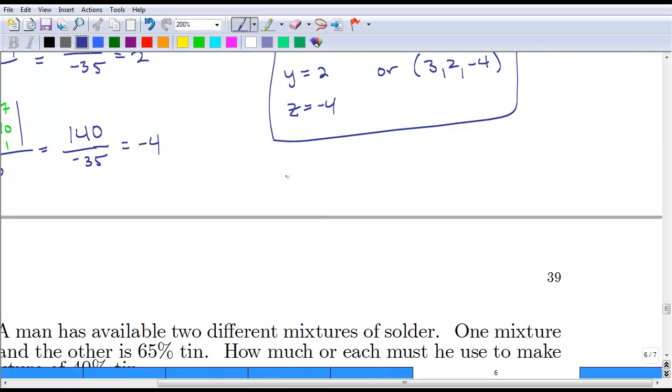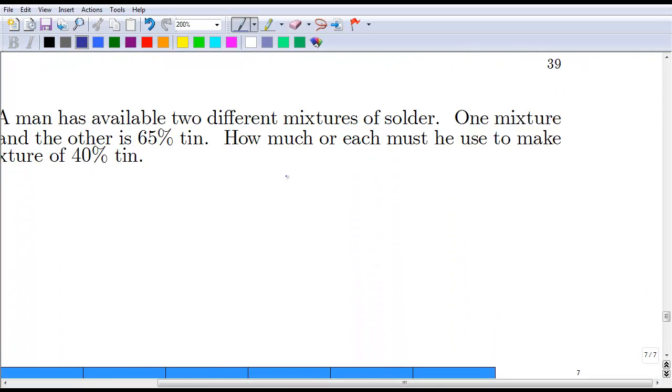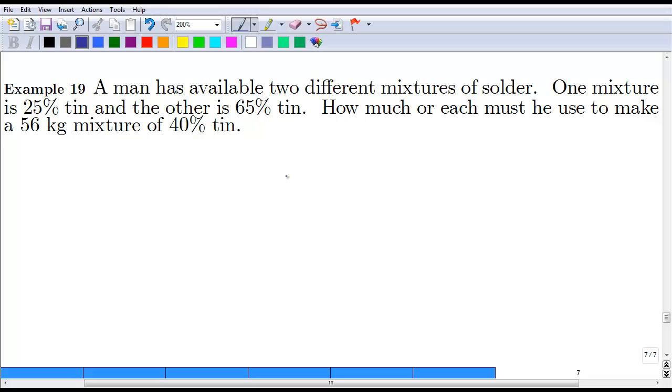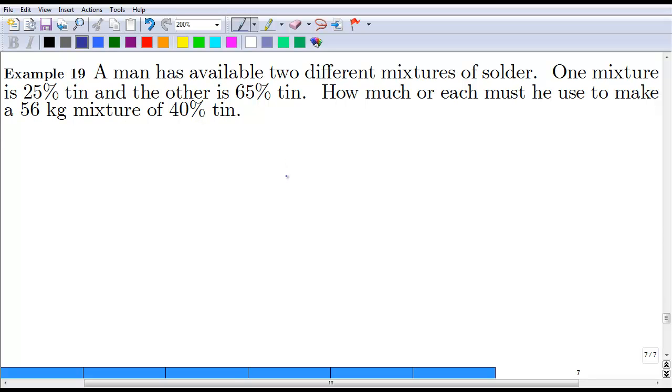The last thing we want to talk about is how we can use these systems of equations to solve applications. So this first example here is what is known as a mixture problem. A man has available 2 mixtures of solder. One mixture is 25% tin and the other 65% tin. How much of each must he use to make a 56 kilogram mixture with 40% tin?